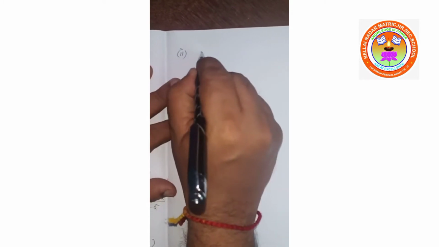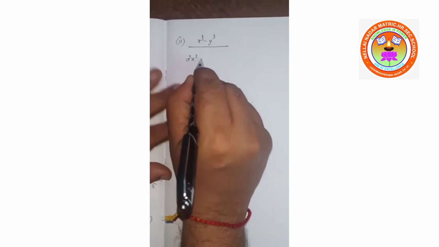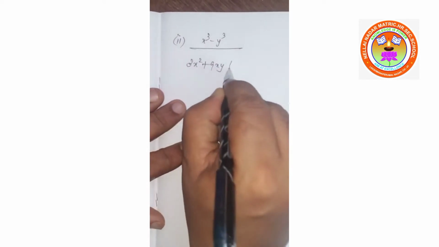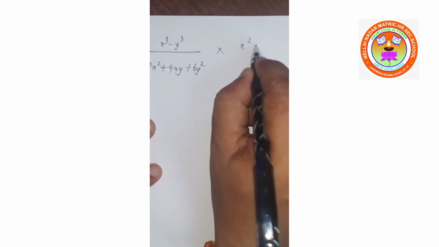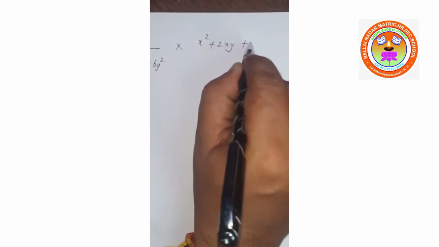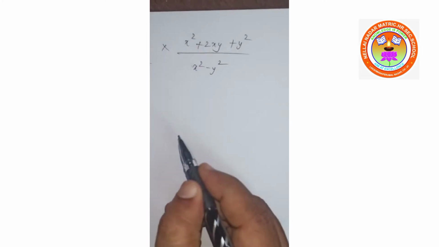Now subdivision number 2. (x³ − y³) divided by (3x² + 9xy + 6y²) into (x² + 2xy + y²) divided by (x² − y²).